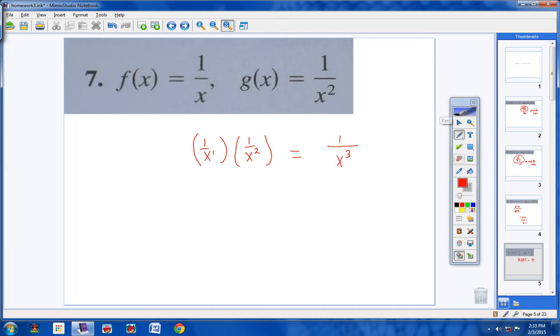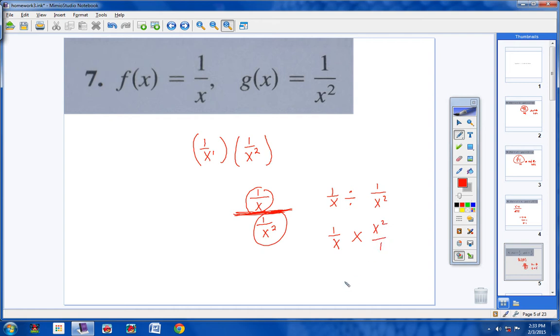Now we're going to divide these functions, alright? And so here we go. We have 1 over x divided by 1 over x squared. Okay? Now here's how you simplify this. You really have 1 over x, this fraction here, divided by, that's what this big line means here, divided by this fraction here, 1 over x squared. Now, we multiply the two fractions, and we flip the second fraction.